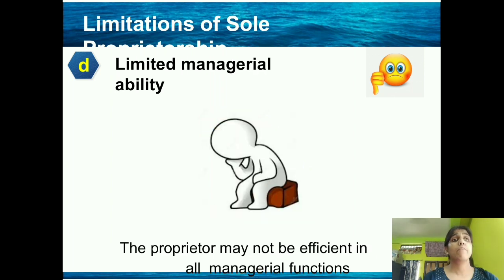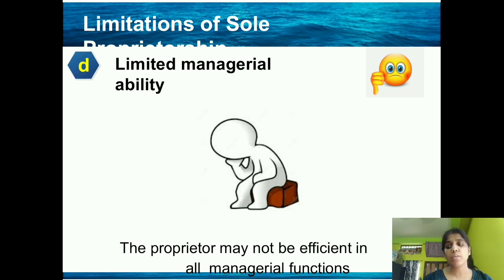Moving to the fourth one, we have limited managerial ability. Now see, as a person, you will not be able to have all the qualities in your head. You may be good at, suppose, marketing, but you are not good at purchasing the goods or any other department. So you may have a quality in one department, but you may lack in the other one. So ultimately, the proprietor may not be efficient in everything. So your efficiency is a little less. So ultimately, your managerial ability is not that much. You have limited skills with you, limited ability with you. So this is again a big drawback of having a sole proprietorship business.